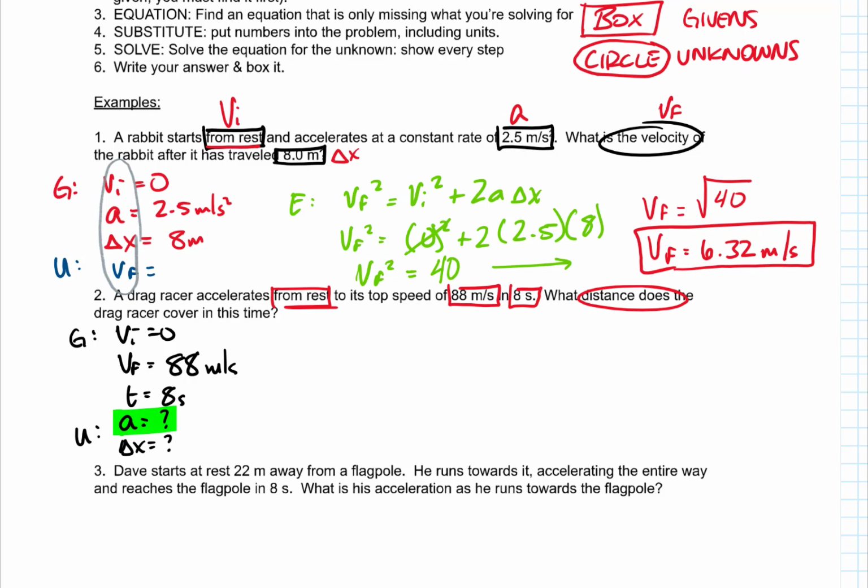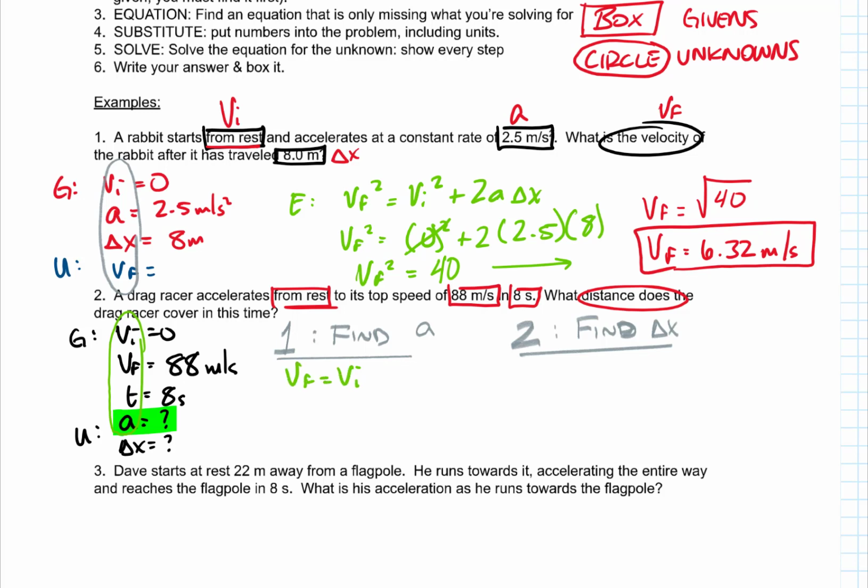So here's the deal. If you don't know the acceleration, step 1 is find the acceleration. Step 2, after finding the acceleration, will be to find the displacement. So, starting at step 1, find the acceleration. I want an equation that's going to include initial velocity, final velocity, time, and acceleration. If you look up there, that's the first one. Final velocity equals initial velocity plus acceleration times time.